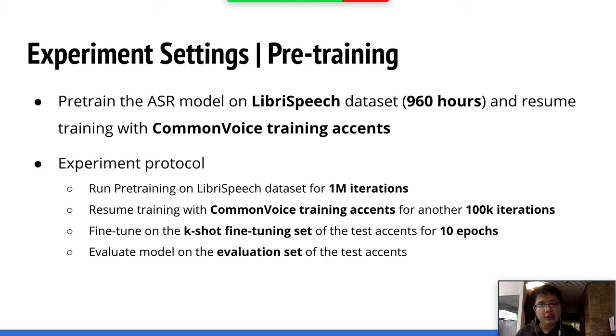So with pre-training, we modify our experiment steps into the following. First, we run the pre-training on the LibriSpeech dataset for 1 million iterations. And then we continue with CommonVoice training accents for another 100k iterations. And then we follow the same K-shot settings as explained in the previous slides.